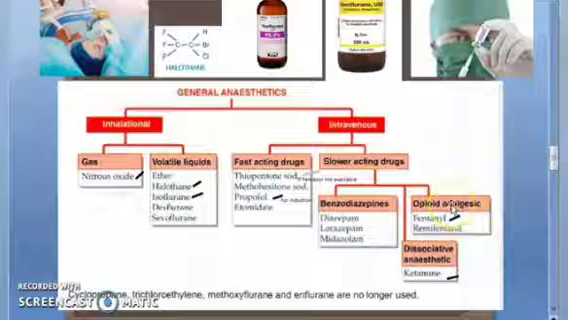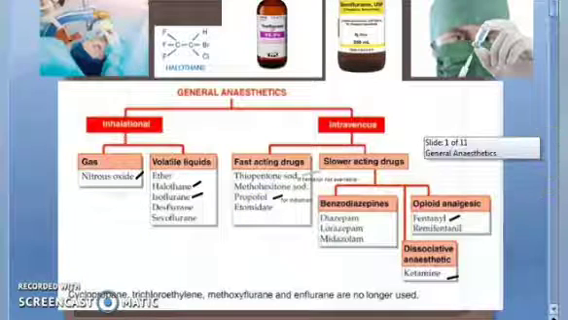Now let's move on to the most important slide here. The general anesthetics, this is the pharmacology we are coming into now, the actual drugs and their names. Shall we continue in the next video? I think you have had a lot in this video. Come back for the next video. Let's just revise what we saw so far.